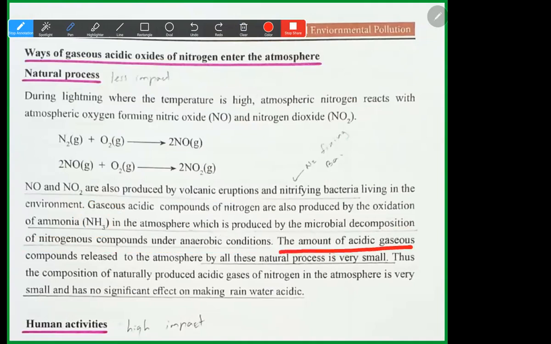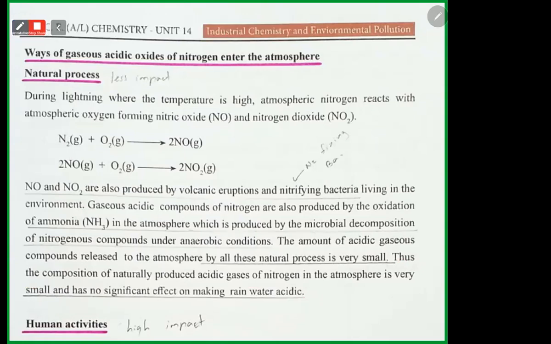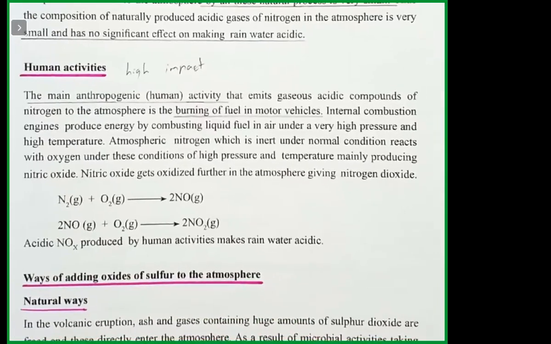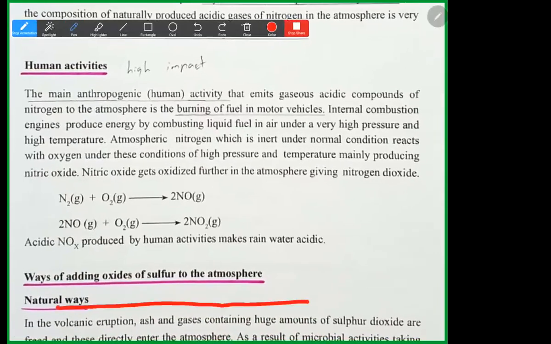The amount of acidic gaseous compounds released to the atmosphere by all these natural processes is very small. So even naturally, the nitrogen gases that come into the atmosphere are very small. Thus, the amount of naturally produced acidic gases of nitrogen in the atmosphere is very small and has no significant effect on making rainwater acidic. So they are adding these sentences for MCQs. That's the memory you need. You don't need to remember each and every single point in order.